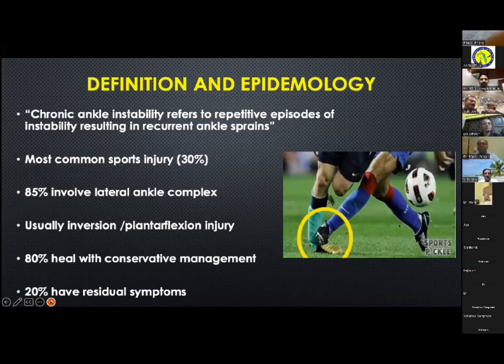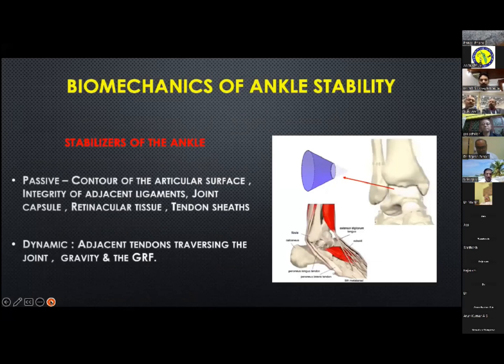Chronic ankle instability refers to repetitive episodes of instability which result in recurrent ankle sprains. This is one of the commonest sports injuries which we see in our daily OPD practice. 85% involve the lateral ankle complex, and usually the mechanism of injury is inversion and plantar flexion injury. 80% of the conditions heal with conservative management, and 20% have residual symptoms, which come back to us later. I would like to draw your attention to this particular slide.